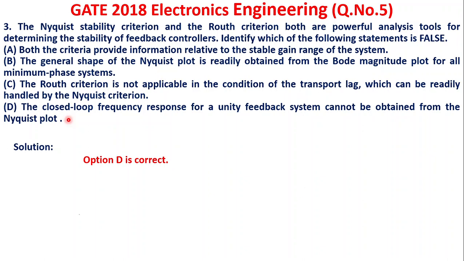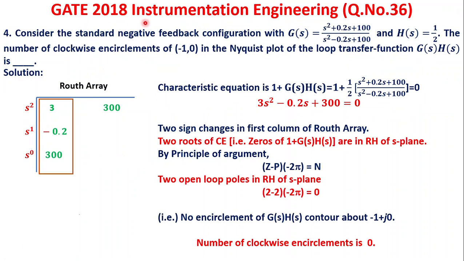In fact, stability is also a closed loop frequency response measure. So, "closed loop frequency response cannot be obtained from Nyquist plot" is false. So, option D is correct. That's all. Next problem. GATE 2018 Instrumentation Engineering question number 36.